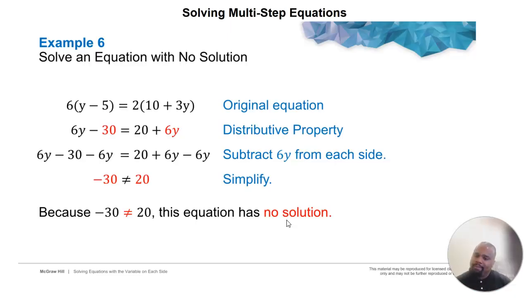So I know it's a lot, and I apologize about that, but hopefully this helps with our understanding in regards of solving our multi-step equations and equations with variables on both sides.